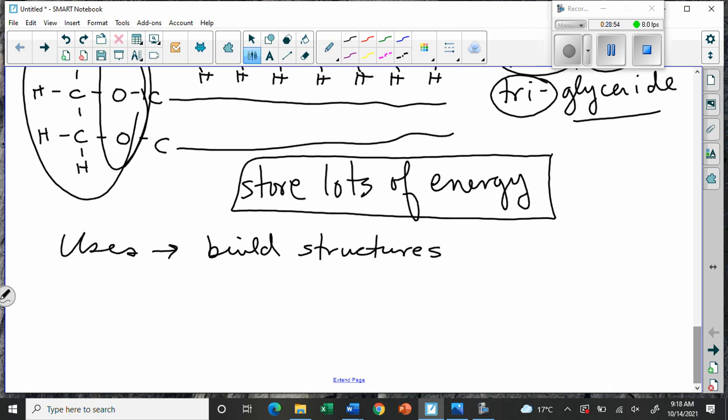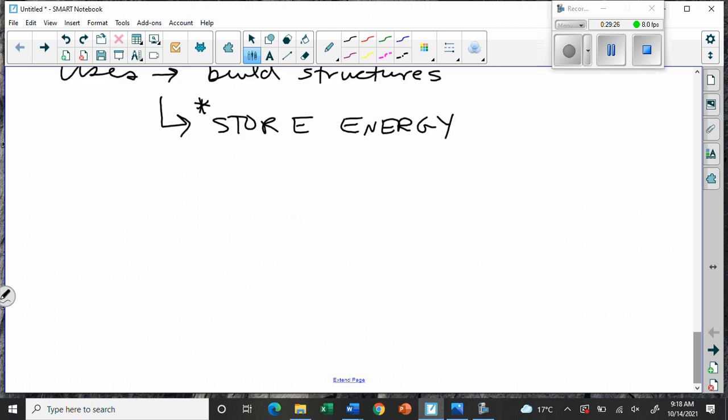Generally, when we talk about them as individual molecules, we call them lipids. But when they get together and form large conglomerations, we start to call them fat or fats. But for now we can just use the words interchangeably, fat or lipid, right? They build structures, but of course, their big one is they store energy. Store energy. All right, store energy. Where do we find fats?